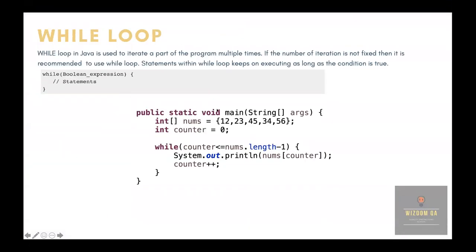So let's see this while loop. The while loop in Java is used to iterate a part of the program. If the number of iterations is not fixed, then it is recommended to use a while loop. Okay. Statements within the while loop keep on executing as long as the condition is true.